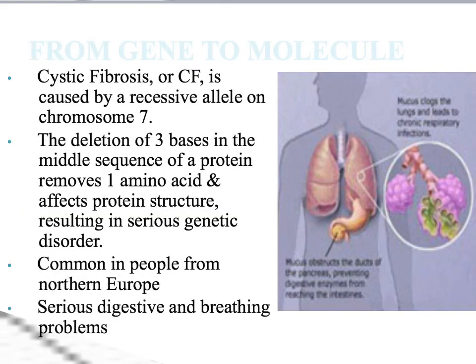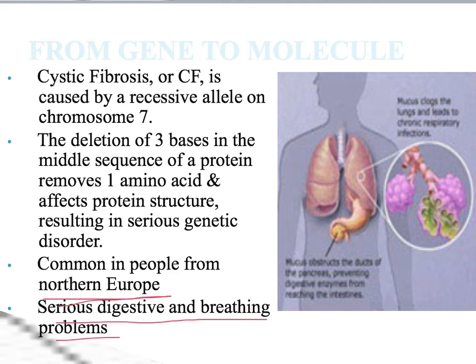Cystic fibrosis, or CF, is a recessive allele on chromosome 7. It's common in people from Northern Europe and causes serious digestive and breathing problems. I had a friend several years ago who had a little girl with cystic fibrosis, and the doctors had basically told them that the little girl would die. So the parents did everything they could to save her life, and each and every day of her life, 3 times a day, they would lay her over their lap and pat her back to break up the mucus that tends to clog the lungs. They continued to do this, and she is now in college and doing quite well.